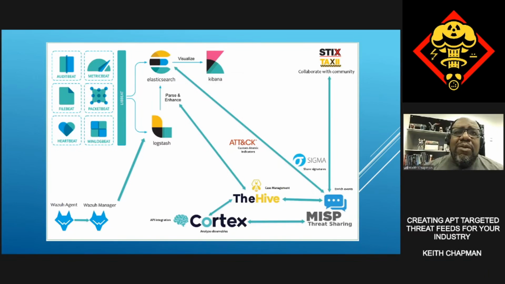So it starts off with collecting your log sources, feeding into Elasticsearch and Logstash. They can be visualized in Kibana. The Hive, Cortex, and MISP work together to enrich and to manage cases and analyze observables. And Sigma can be used to allow you to share signatures in a non-vendor format, which you can collaborate with the community.